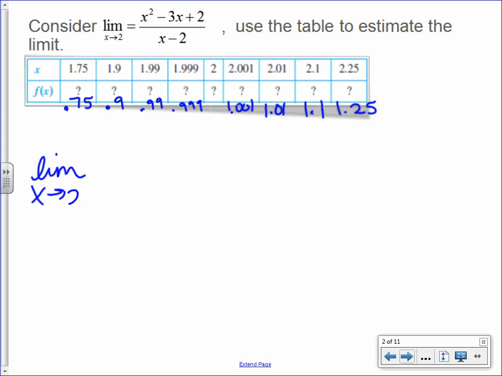What y value are we approaching as our x gets extremely close to 2? 1.